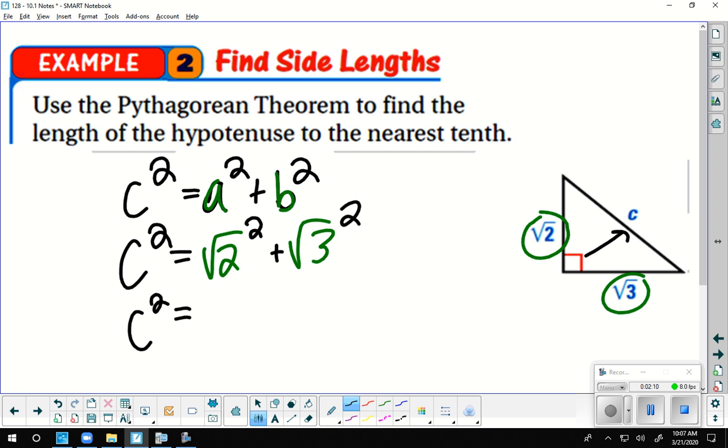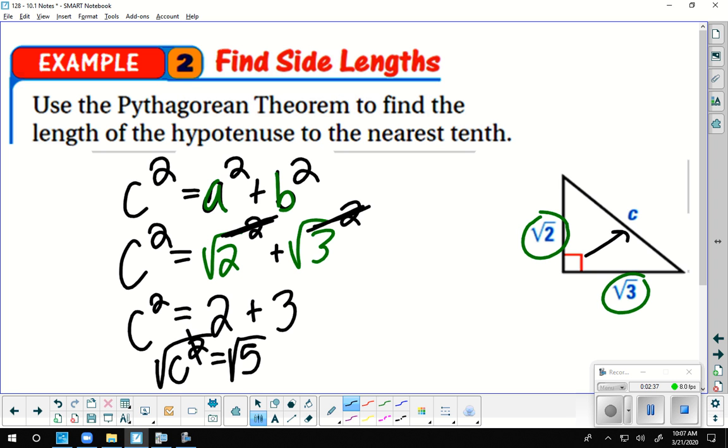So square root and squared are inverse operations. Those undo each other, which means this is just 2. And the square root of 3 squared is just 3. Now, if you're unsure, you can type that in your calculator. You can type in the square root of 2 squared, but they're inverse operations, so they undo each other. So C squared equals 5. Again, since they're inverse operations, to undo this squared here, I'm going to take the square root. If I do it to one side, I have to keep my equation balanced and do it to the other side. So C equals the square root of 5.